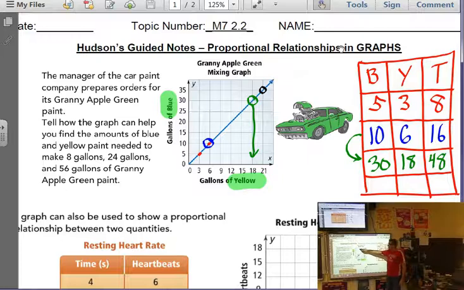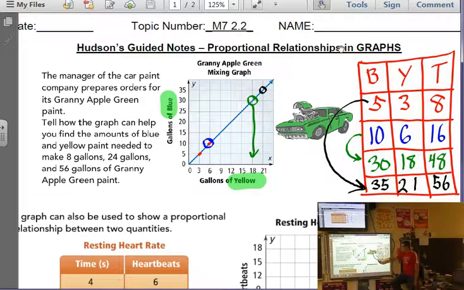That'd be 35 and then 21. What's 35 and 21 add up to? 56. And if I compare that to my original 5 gallons, we multiplied by 7, and we multiplied by 7, and we multiplied by 7.